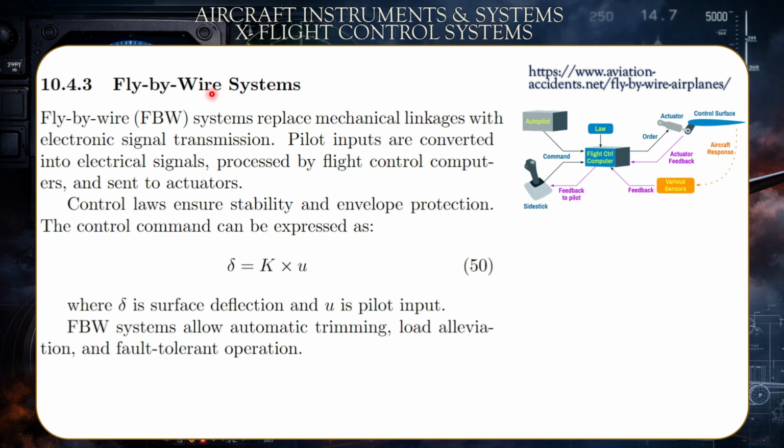10-4-3 fly-by-wire systems, or FBW. These systems replace mechanical linkages with electronic signal transmission. The pilot inputs are converted into electrical signals that are then processed by flight control computers, then sent to actuators. What the actuators do, by the way, is that the same signal that has been transmitted by the command would be analogous to the same mechanical action executed by the pilot.